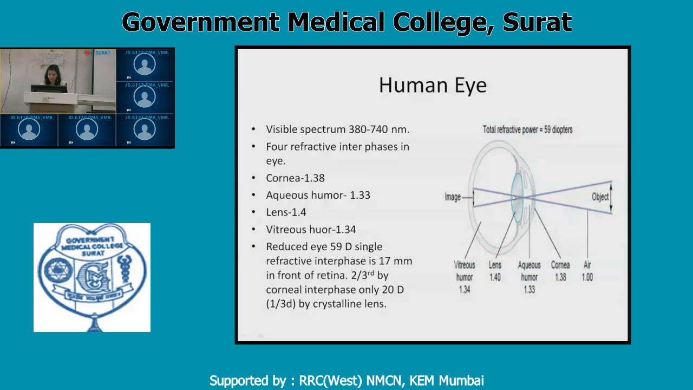So it behaves as a camera. There are multiple refracting surfaces with different refractive indexes. Light travels from air, which has a refractive index of 1, then through the cornea with a refractive index of 1.38, aqueous humor with 1.33, lens with 1.4, and vitreous humor with 1.34. So there are different refractive surfaces through which the light has to pass.